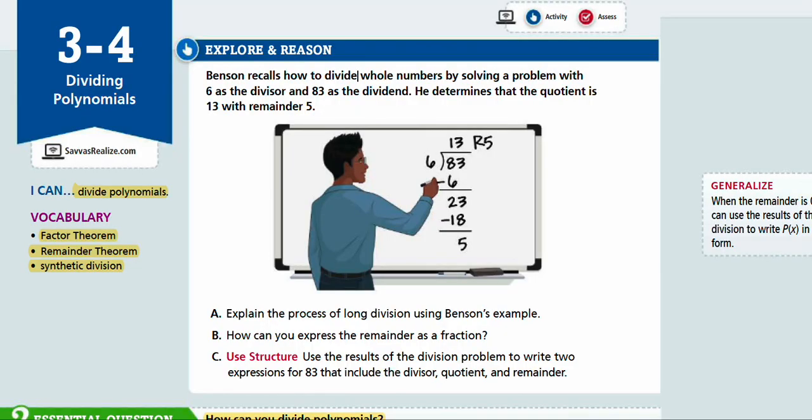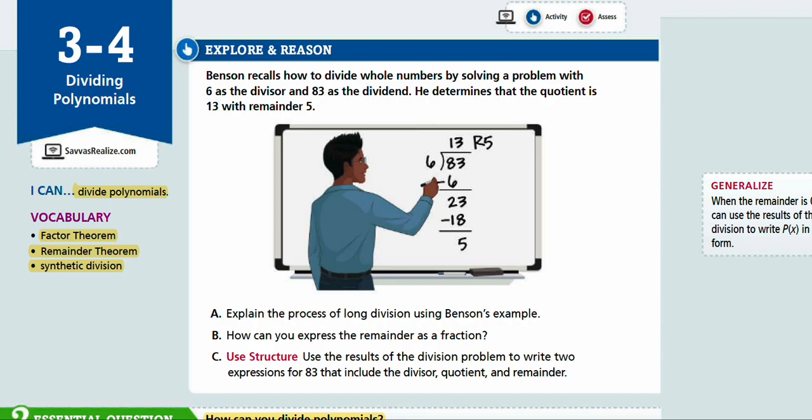Hi, this is Algebra 2, Lesson 3-4, Dividing Polynomials. In this lesson, we'll be able to divide polynomials. Lesson vocabulary is factor theorem and also remainder theorem, synthetic division. Let's start with explore and reason.